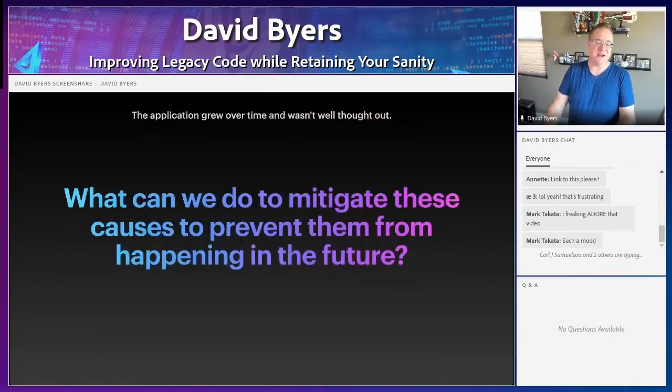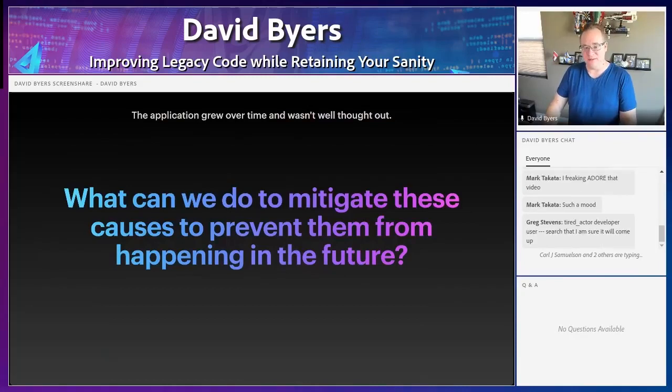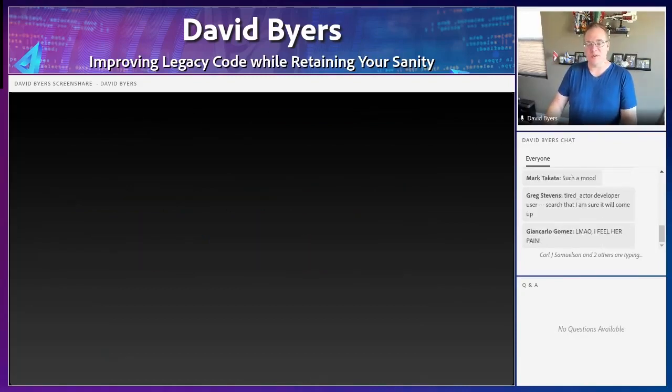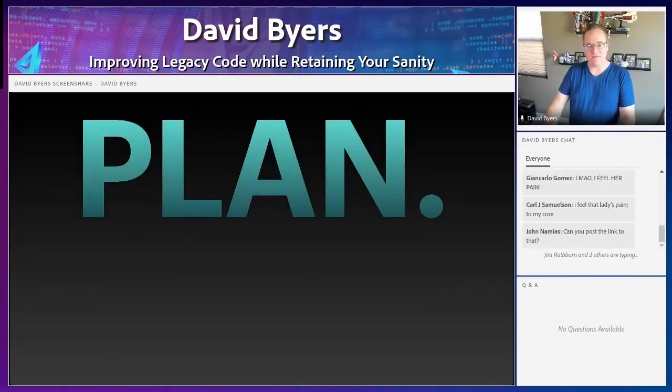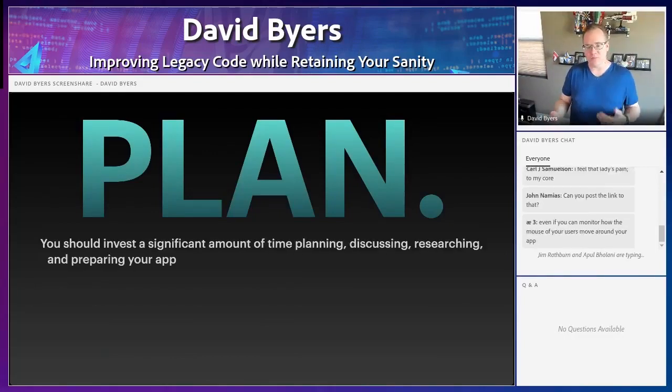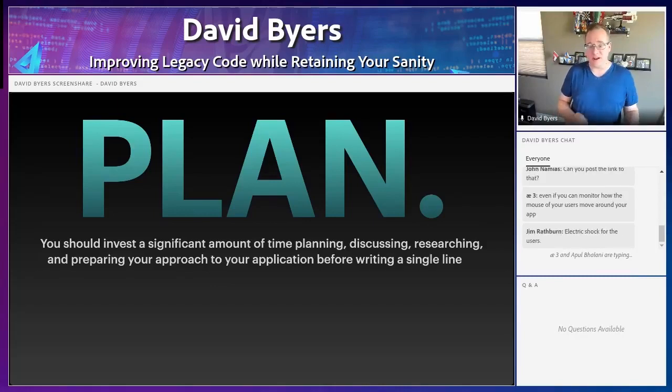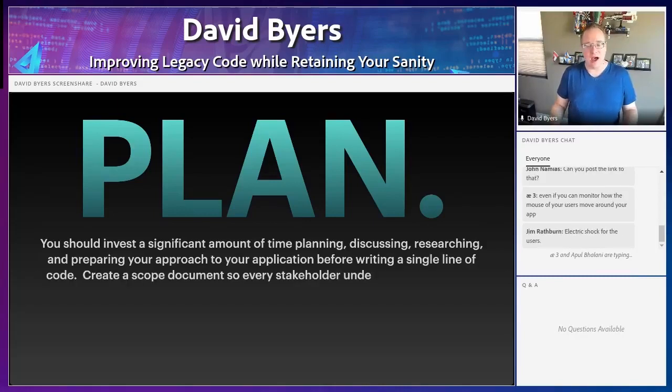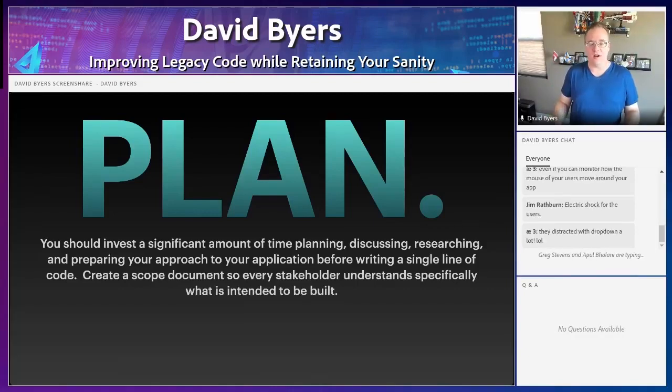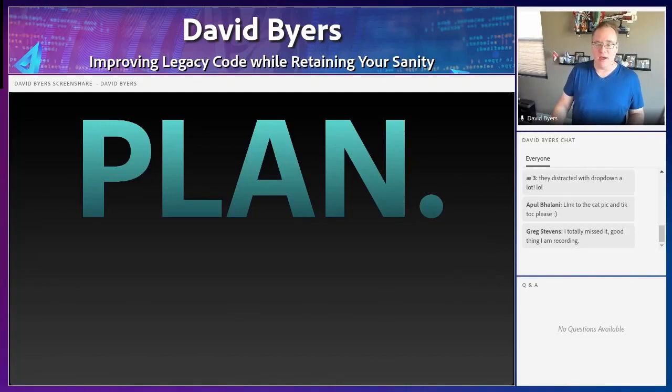So what can we do to mitigate these causes to prevent them from happening in the future? Well, first and foremost, plan. You should invest a significant amount of time planning, discussing, researching, preparing your approach to your application before you write a single line of code. Create a scope document. That's paramount so that every stakeholder understands specifically what is intended to be built. And make sure you bring in every stakeholder in that planning process so that you're not just coding blind.